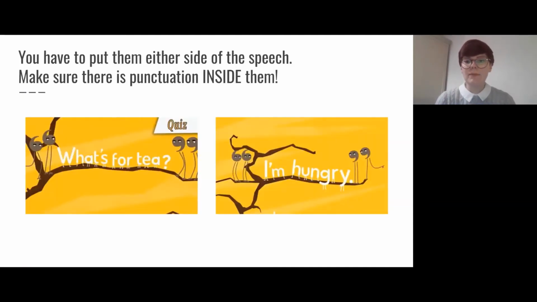You have to make sure that you have your inverted commas at the beginning of when someone is speaking and at the end, and the speech sits inside. But also there has to be some punctuation inside them. Here we've got two examples. The first says, "What's for tea?" That's a question, so we know inside our inverted commas we have to have a question mark. And the next sentence says, "I'm hungry." That's a statement, so we know there should be a full stop inside the inverted commas.